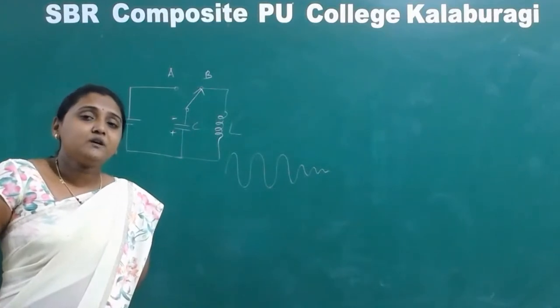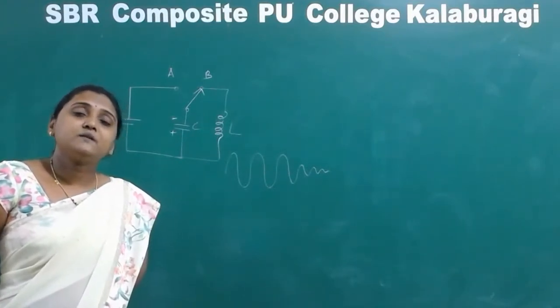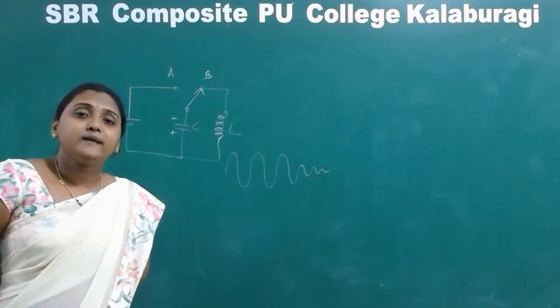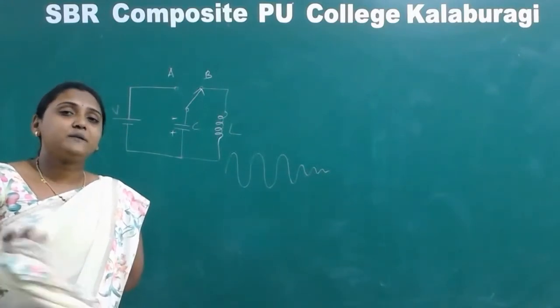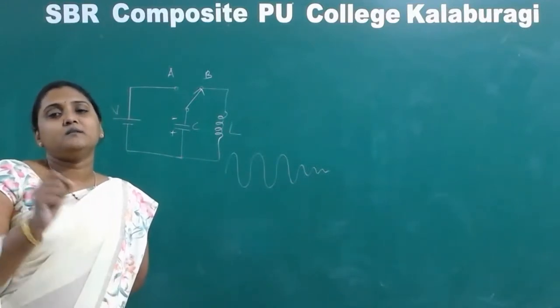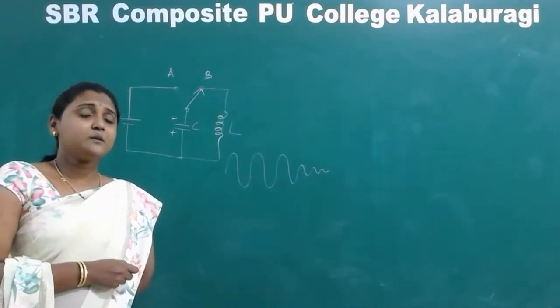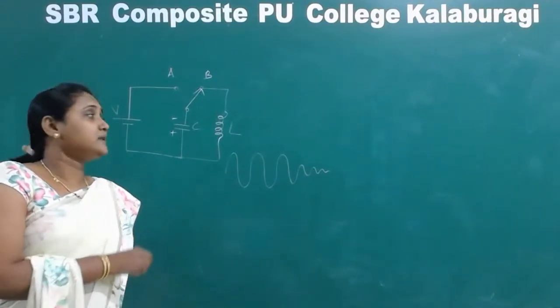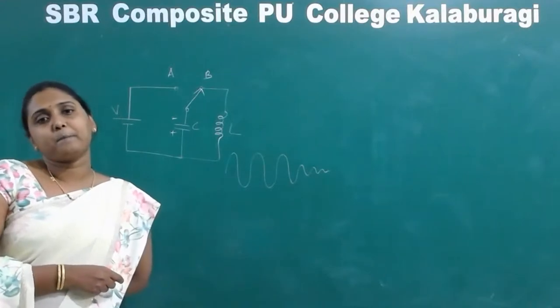A total of 360 degree phase difference is observed in the Hartley oscillator. And for the design, A beta is equal to 1, where A is given by L1 by L2 and beta is given by L2 by L1. Maintaining the value of A beta equal to 1, we have to design the values of L1 and L2 such that the product A beta becomes 1. So these two conditions satisfy Barkhausen's criterion and oscillations are produced.